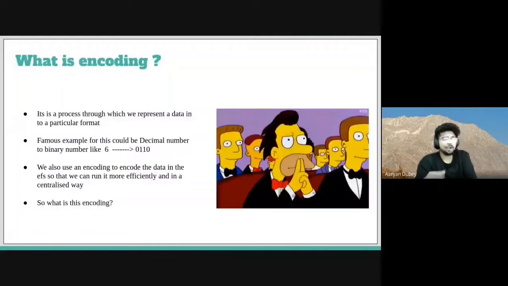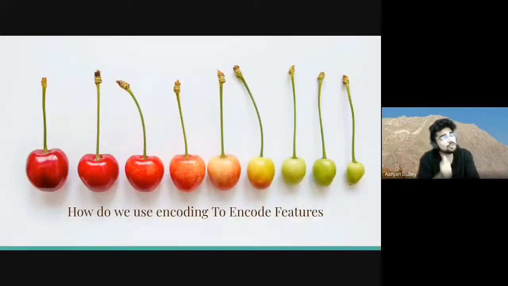Encoding. So what is encoding? It is the process through which we represent our data in a particular format. A famous example for this could be where we convert a decimal number to a binary number, like number 6 is converted to 0, 1, 1, 0. So what is this encoding and how do we use this encoding to encode features?